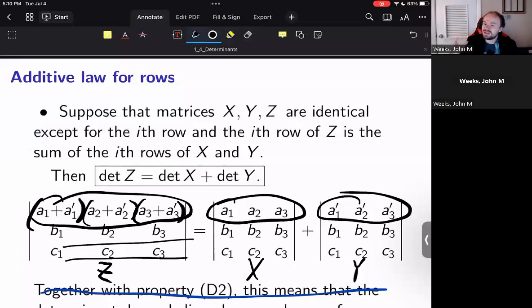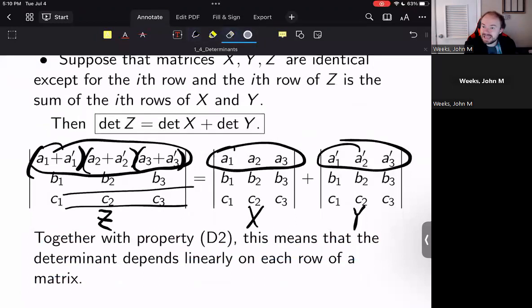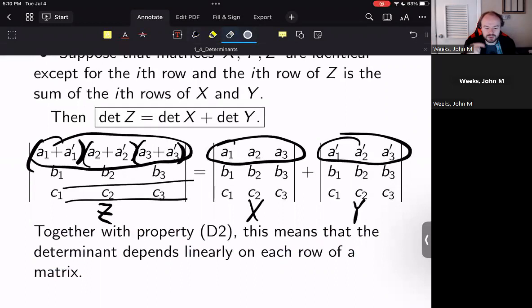All right, but this is also kind of a neat way of thinking about how we can connect these matrices together. By the way, with the property D2, the one about scaling rows with each other, this means that the determinant depends linearly on each row of a matrix. Linearly, because why? Because you can do scalar multiplication with it. That will allow you to multiply times R. And then you can say, okay, well, then the determinant also works neatly with how you add rows together.